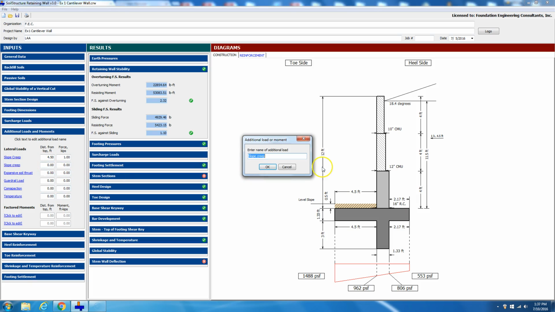If you had another, you'd go to the next one and say, okay, this is my guardrail load, and then you could say, for example, this is 0.3. It's half a foot from the top of the stem, and it's half a kip, for example. Okay. So that's how you use these additional lateral loads. Let's take them out since we didn't have any. So that's 0, and that's 0.